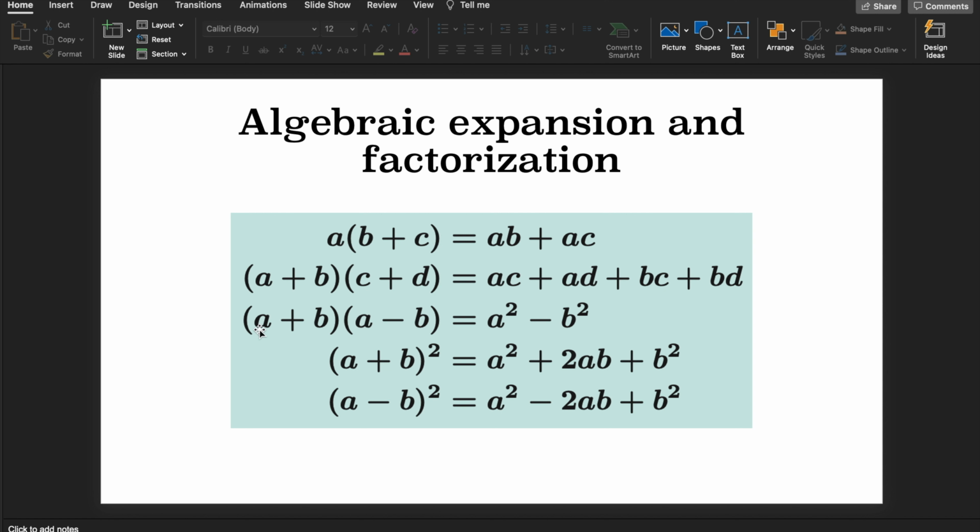And then we know this law. It's a plus b times a minus b. That would be a squared minus b squared. And then a plus b whole squared would be a squared plus 2ab plus b squared. Then a minus b whole squared would be a squared minus 2ab plus b squared. These are very simple. You can remember them.